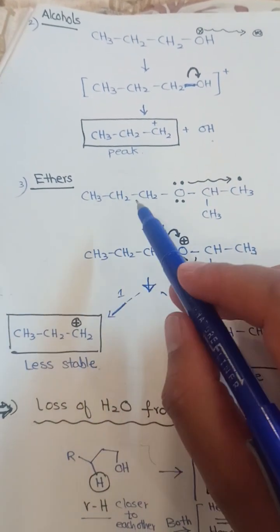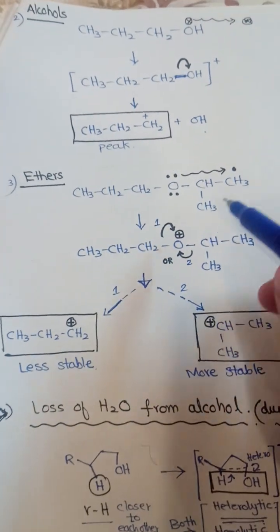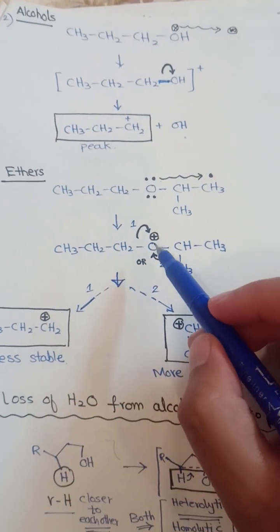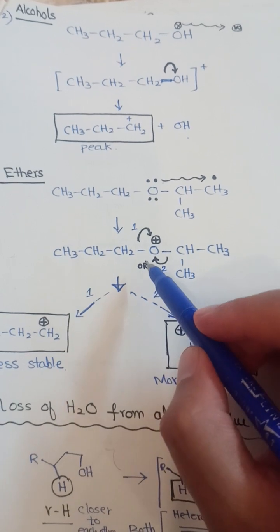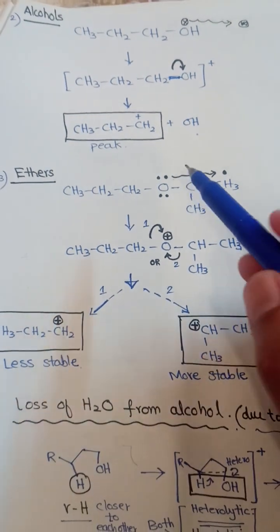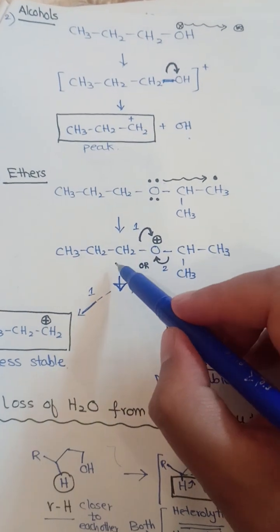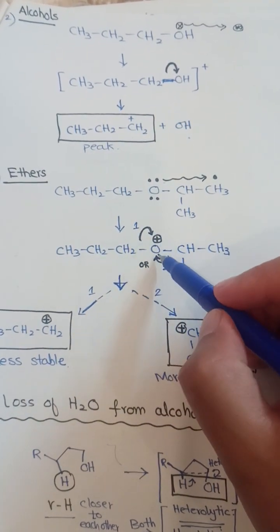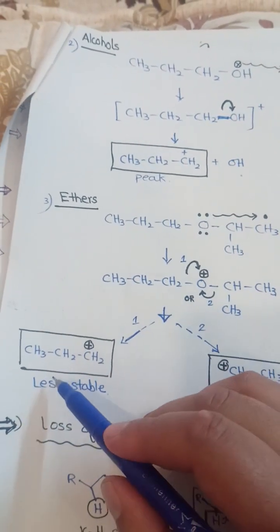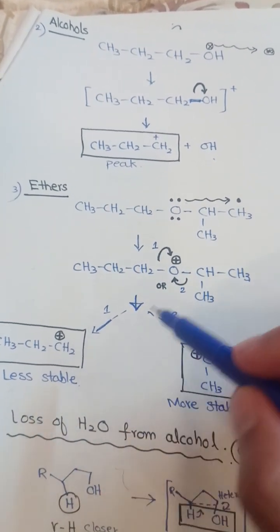Cleavage in ethers. Here we have an example of propyl isopropyl ether, and when an electron is removed from the oxygen atom, we get a molecular ion peak. In this case we can observe heterolytic cleavage from either this end or this end. From this end, we call it the first type. When heterolytic cleavage occurs, we will get a peak of this propyl group, but this propyl group will be less stable, so the intensity of the peak will be low.